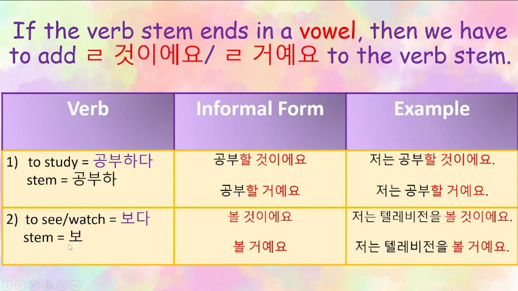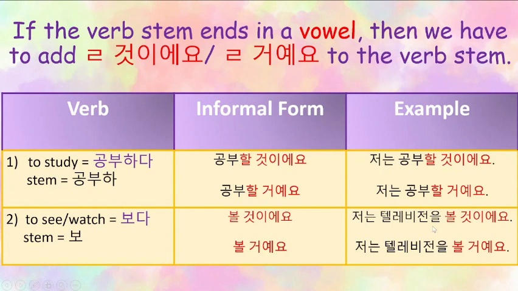Here the stem is 보. The stem ends in a vowel, so what will be the ending? ㄹ 것이에요 or ㄹ 거예요. Both of them are correct, so it will become 볼 것이에요 or 볼 거예요. Alright, suppose I have to say I will watch television. 저는 텔레비전을 볼 것이에요. And there is another way, that is 저는 텔레비전을 볼 거예요.